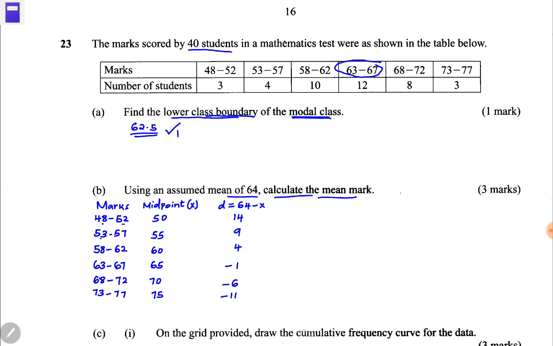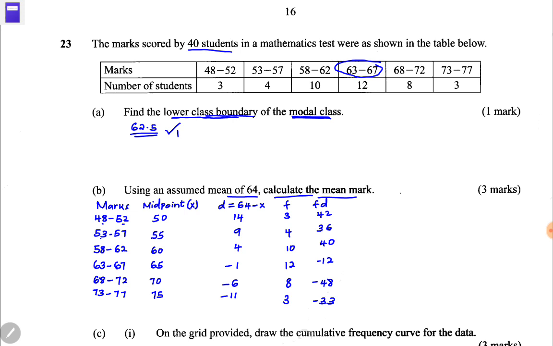Now, we already have the number of students for each particular class, and that represents the frequency. If we highlight the frequencies from the table, we have 3, 4, 10, 12, 8, and 3. So we will create another column where we multiply the frequency by the deviation. So 14 times 3 is 42. Then 9 times 4 is 36. 4 times 10 is 40. Negative 1 times 12 is negative 12. Then negative 6 times 8 is negative 48. And finally, negative 11 times 3 is negative 33.